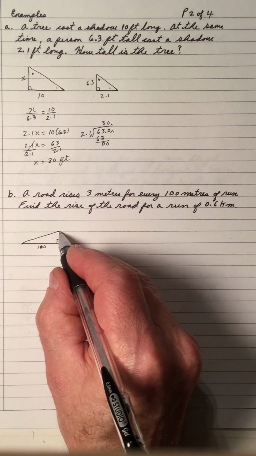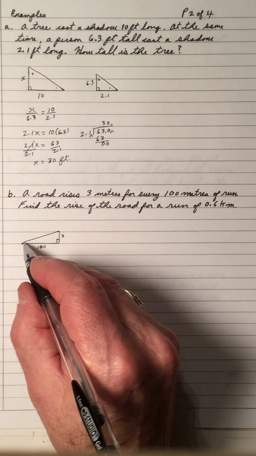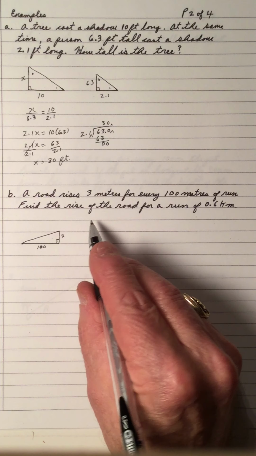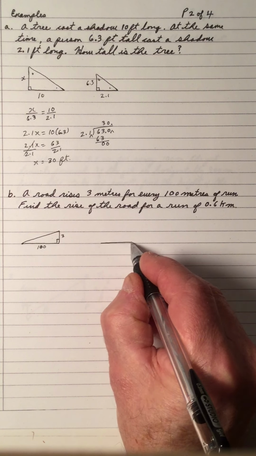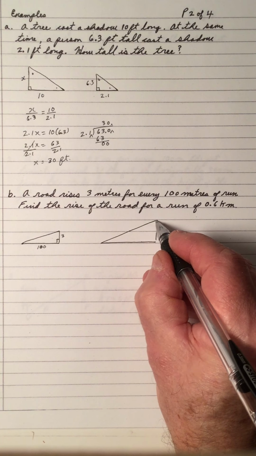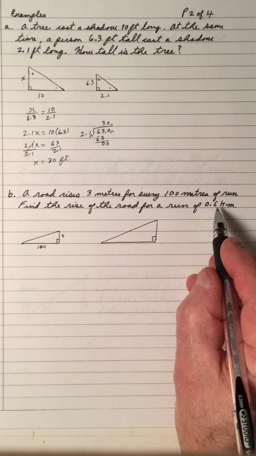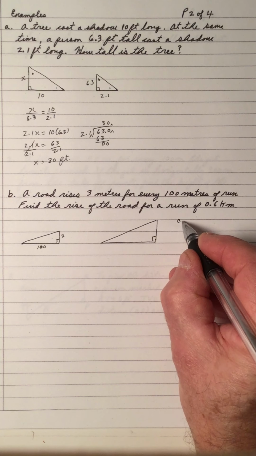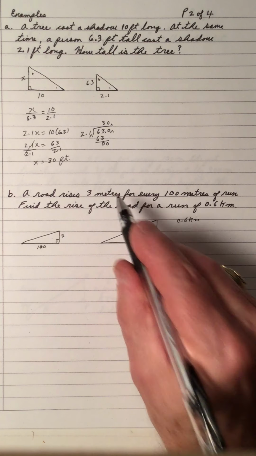So notice this is a right angle. The rise of the road and the run are perpendicular to each other. This is the slope of the road. Find the rise of the road for a run of, so we have a longer distance, and what's the rise in this case? So we have a right angle. But notice now this is meters, and this is kilometers. So the first thing we have to do is take 0.6 kilometers and convert it to meters.